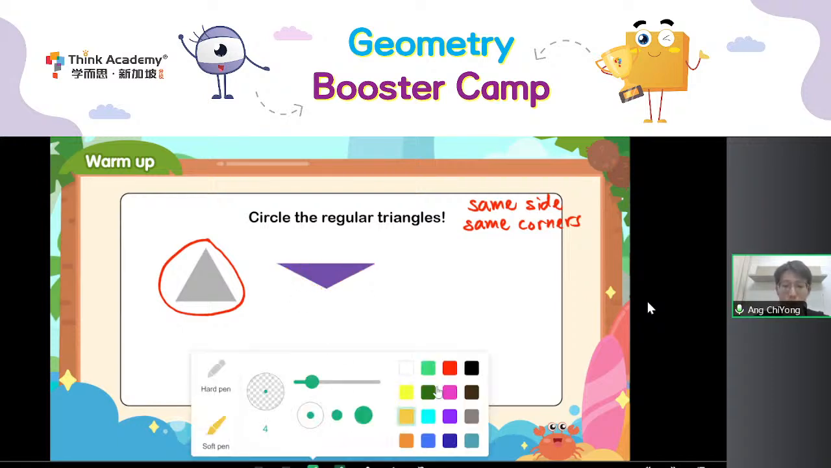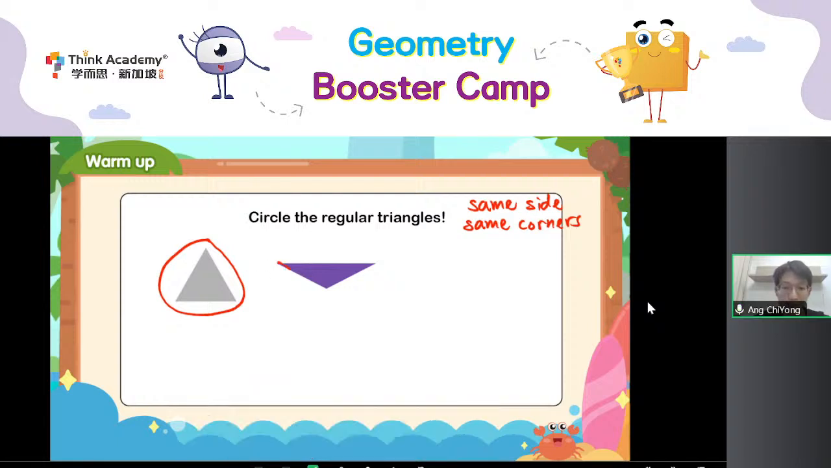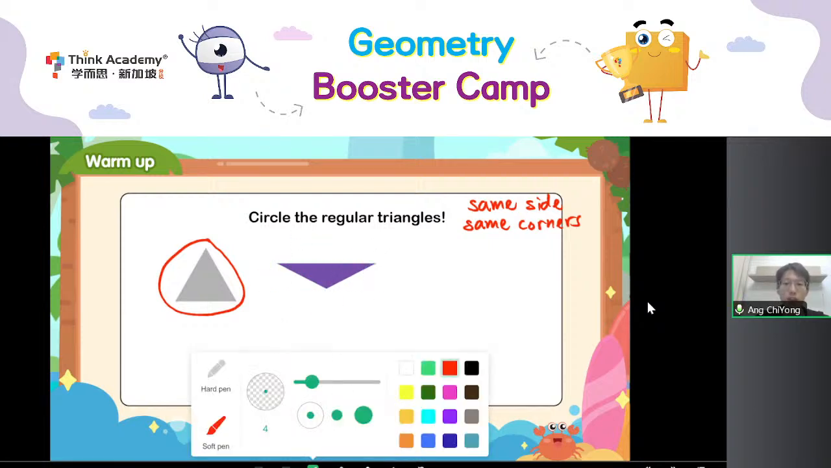We can also check the corners. This corner is so small compared to this one. This one is so big, right? So we already know that it's not the same sides, not the same corners. So this is not a regular triangle. Let me put a cross.